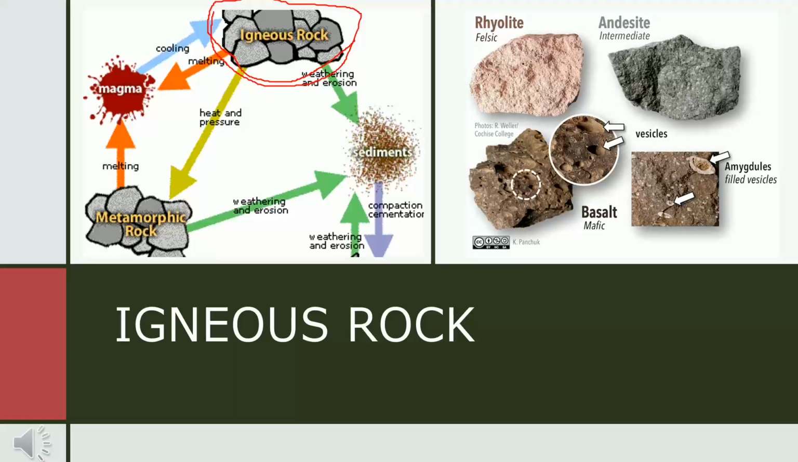And also this igneous rock goes through weathering and erosion, which we talked about earlier. It could be formed into a sediment, which is those little small rocks. On the right, these are some examples of an igneous rock. We have rhyolite, andesite, and basalt, which is the main type of igneous rock. So that's the first step of your rock cycle.